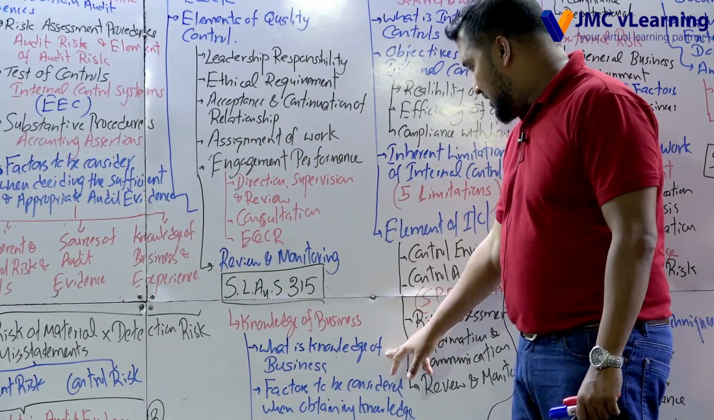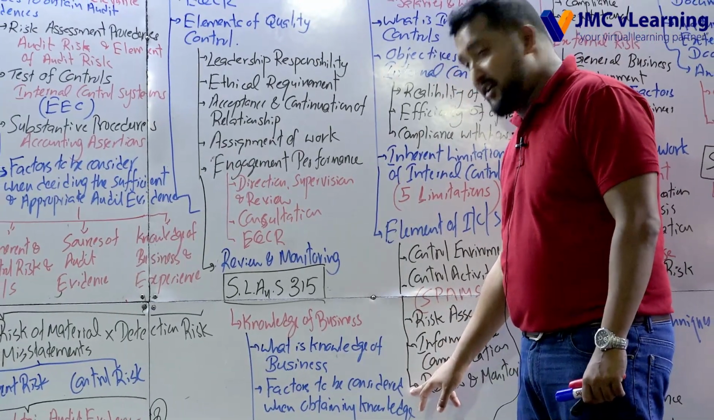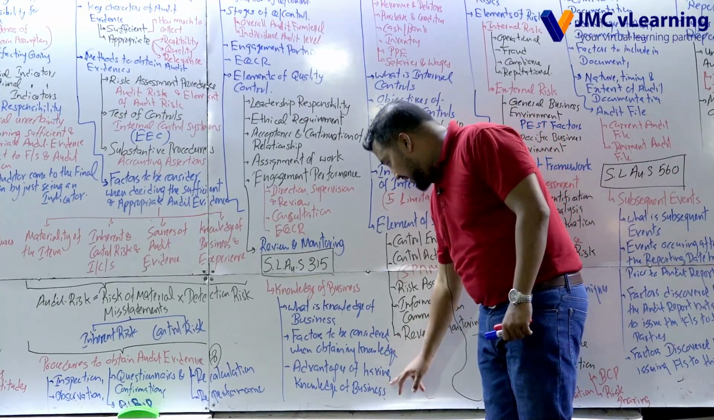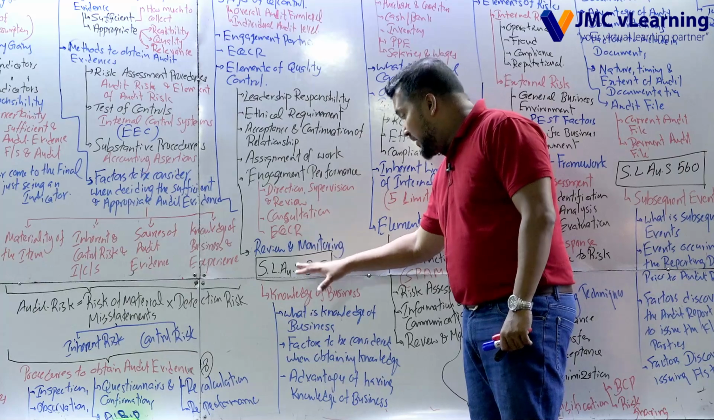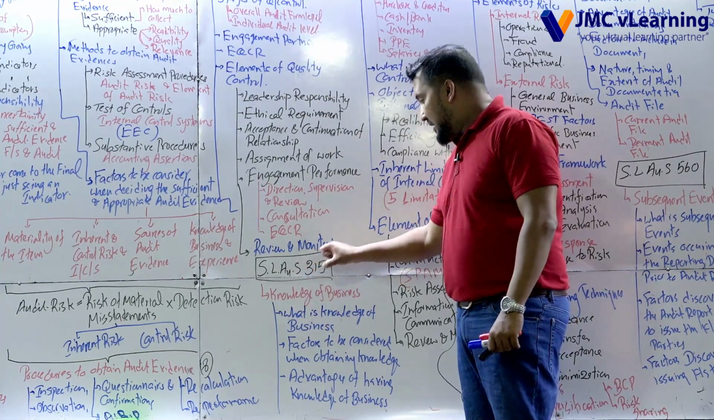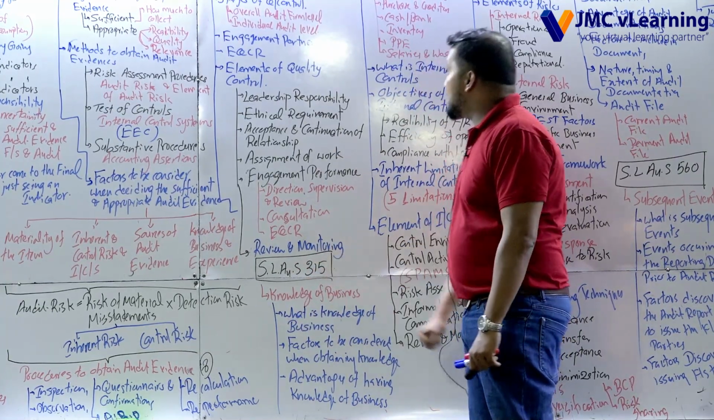Then we discuss SLOS 315, that is basically knowledge of the business. So what do you mean by knowledge of the business? Factors to be considered when obtaining knowledge of the business, and advantages as well. This is basically a small standard which has not been frequently tested at the exam, but there is a high tendency of testing this time as well.